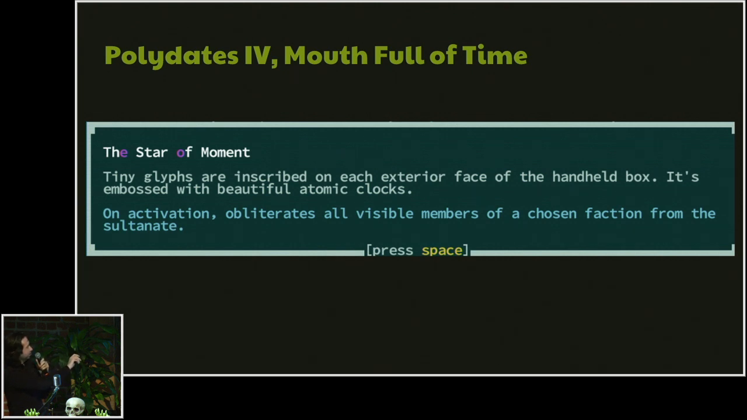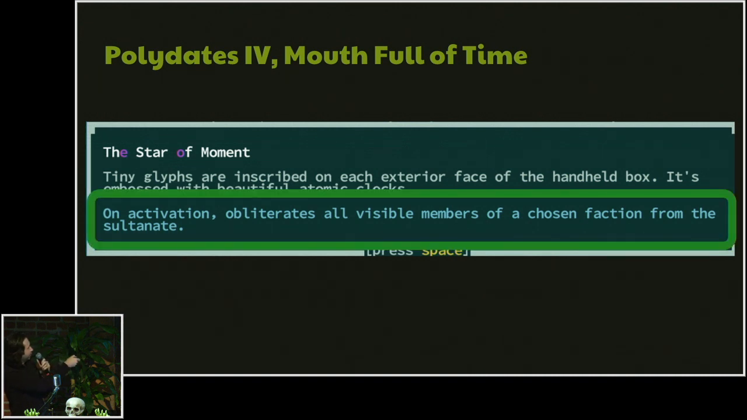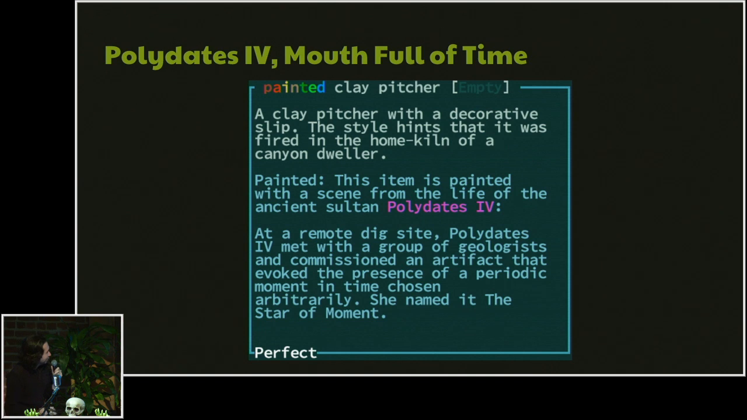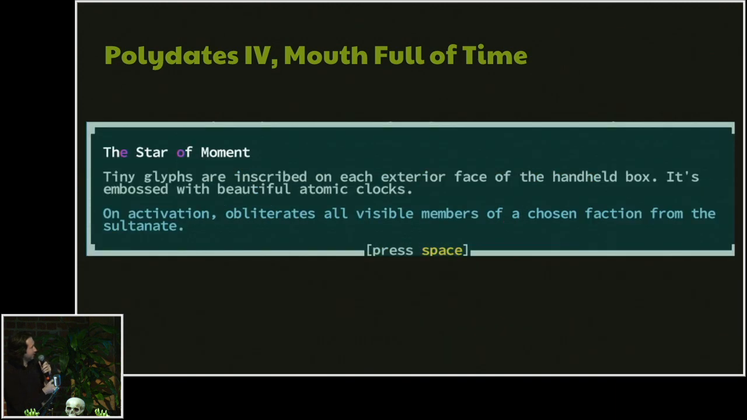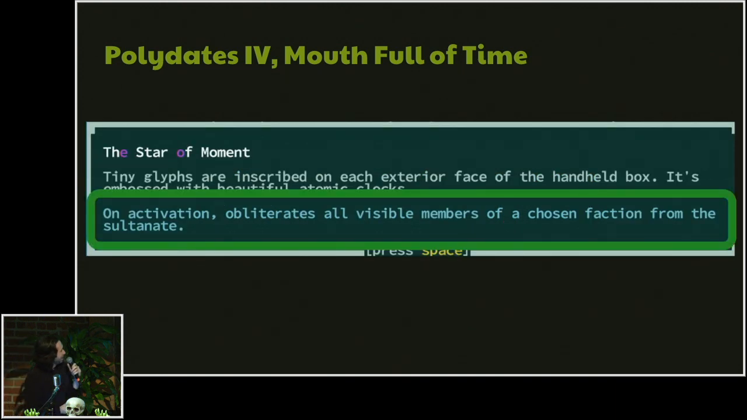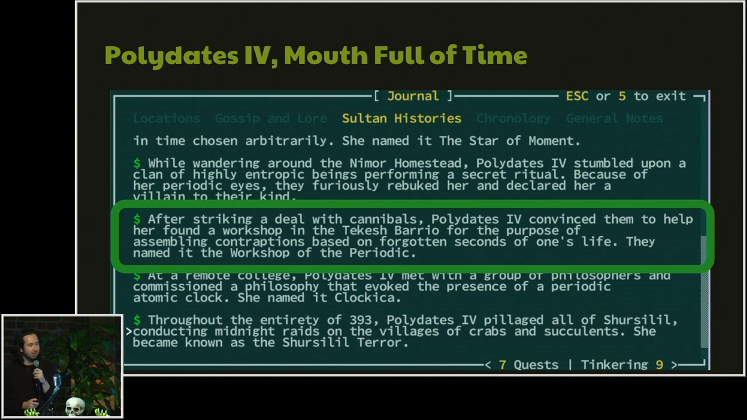Tiny glyphs are inscribed on each exterior face of this handheld box. It's embossed with beautiful atomic clocks. And on activation, it obliterates all visible members of a chosen faction from the Sultanate. So she commissioned an artifact that evoked the presence of a periodic moment in time chosen arbitrarily, and that moment was death.